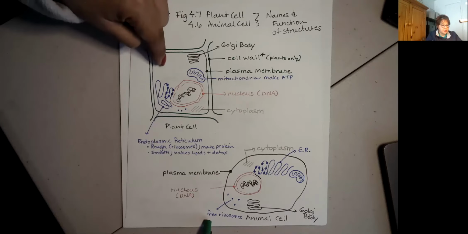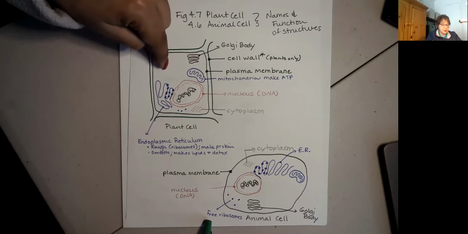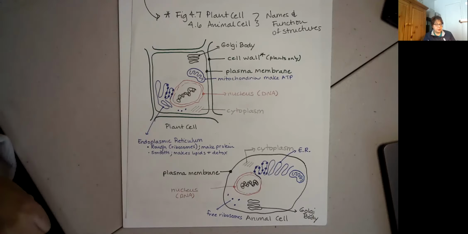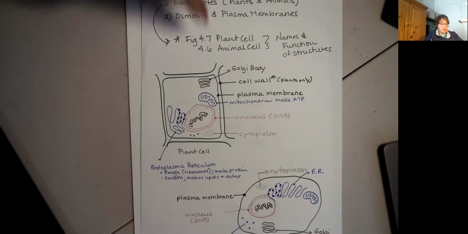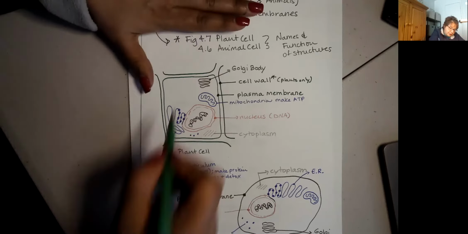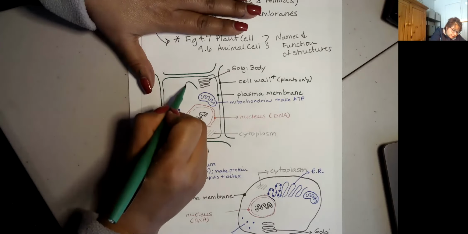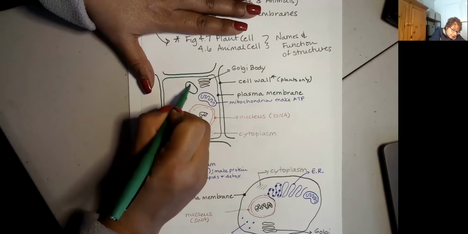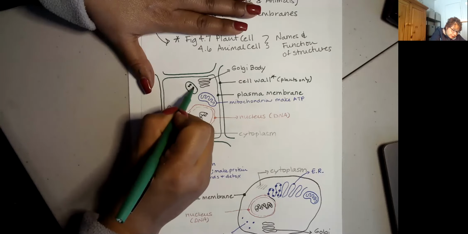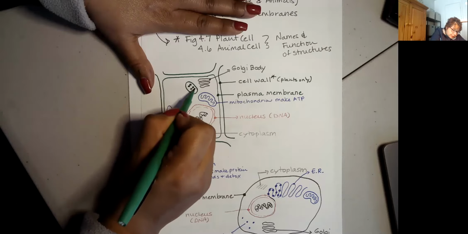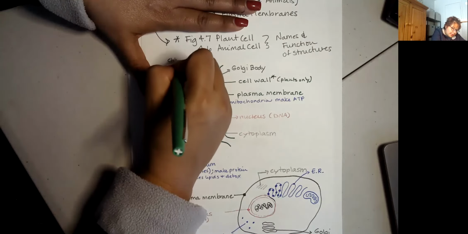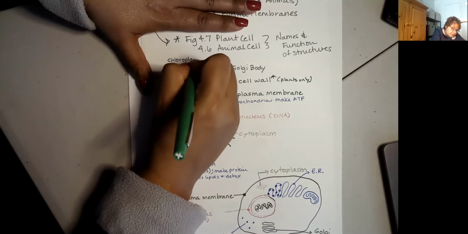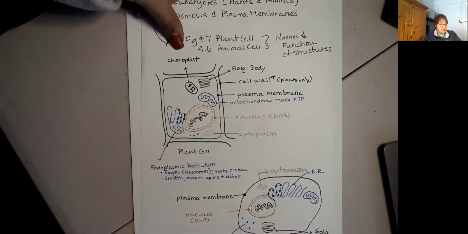I'm going to draw two more structures that you find in plants only. One of them is kind of like the mitochondria, kind of like it. It's this beautifully green structure, which has another bag inside of it, and that is called the chloroplast. This is what makes plants green.